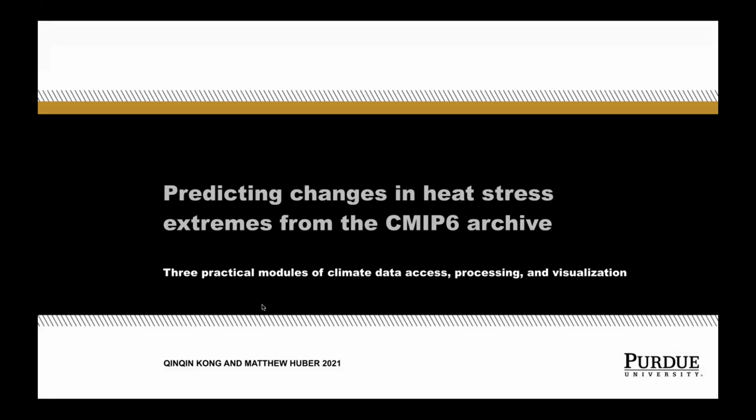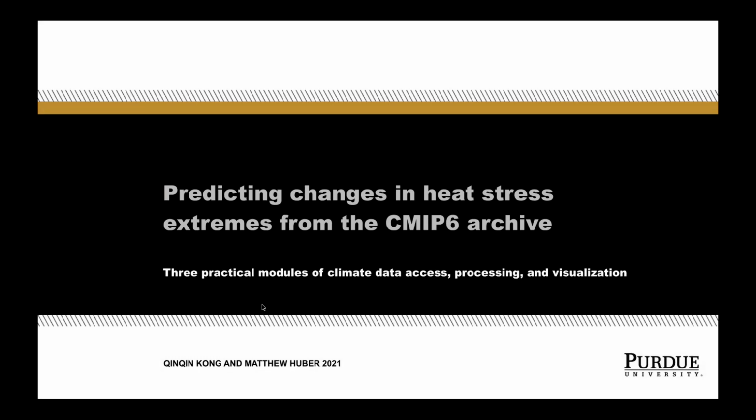This video will serve as a pre-recorded version of a cyber training workshop held by Purdue University that is going to take place on June 1st and 2nd of 2021. Taking heat stress extreme prediction from the CMIP6 archive as an application case, we will cover 3 practical modules, including climate data access, processing, and visualization. We will also have an extra video talking about how to use Cython to speed up your Python code. So in total, we will have 4 videos, one for each of them. And this is the third one for climate data visualization.